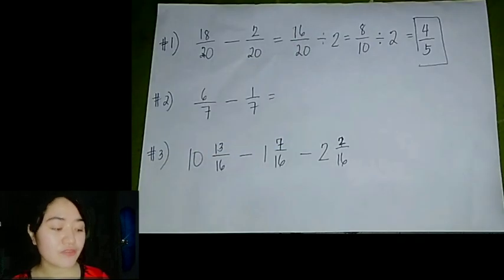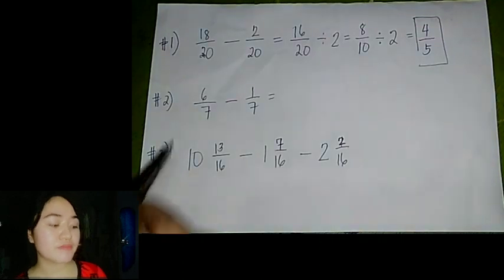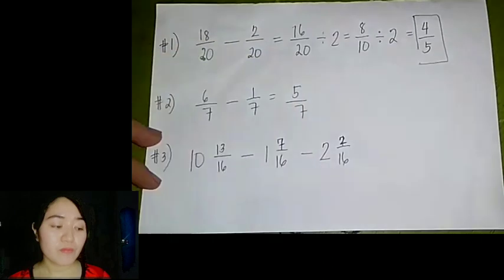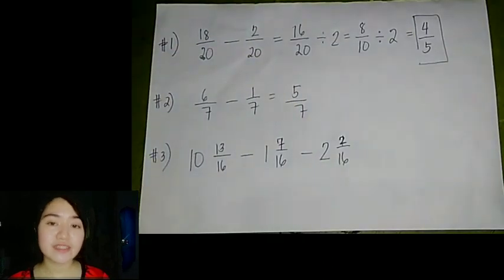Pangalawang example, 6/7 minus 1/7. So, madaling example lang naman yan. So, 6 minus 1, that is 5. And then, over 7. And since wala nang number na ma-divide sa kanila, naka-simplest form na rin yan. So, that is the final answer.